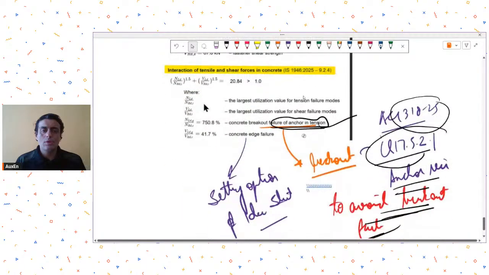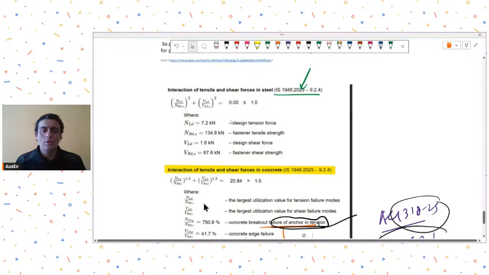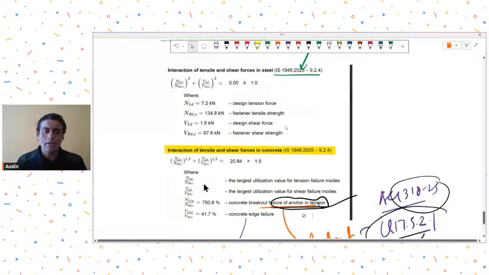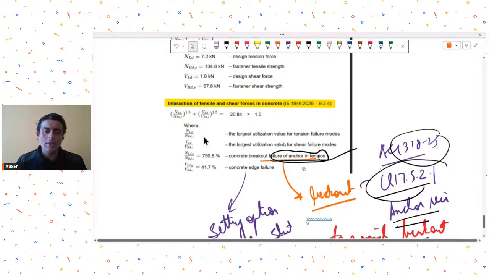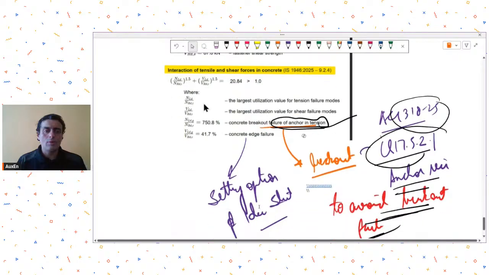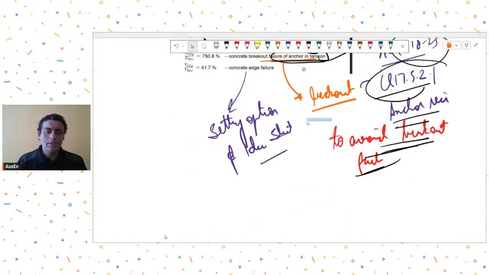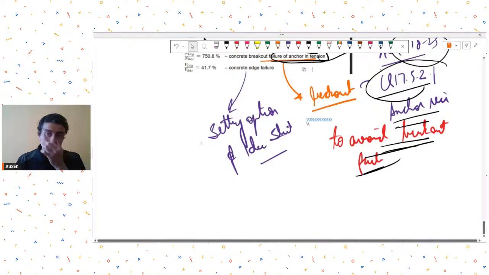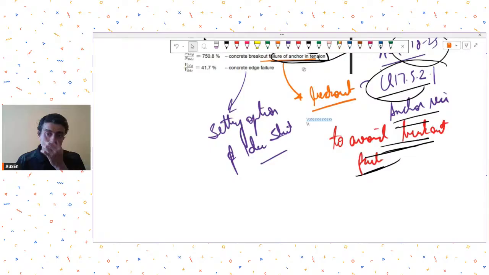For the other checks, you satisfy the tension check for anchor and the shear check for anchor. For the breakout, you do what I just informed: you provide anchor reinforcement. For that, refer to this clause, and in the settings option in Idea Statica, just switch off the setting which disables the breakout strength check. Okay, good. So I hope this answers your query.